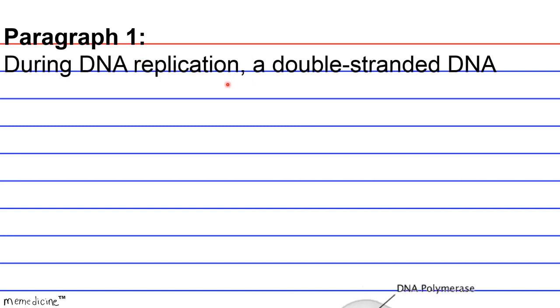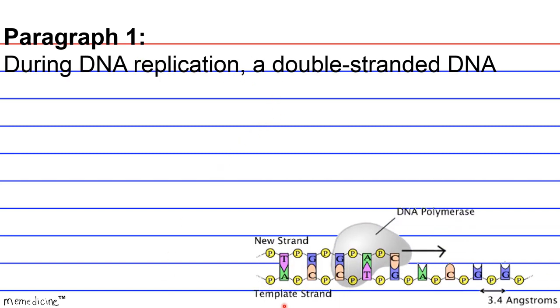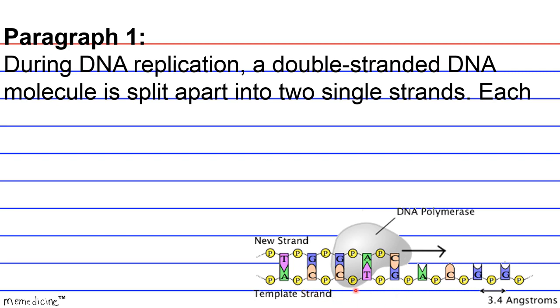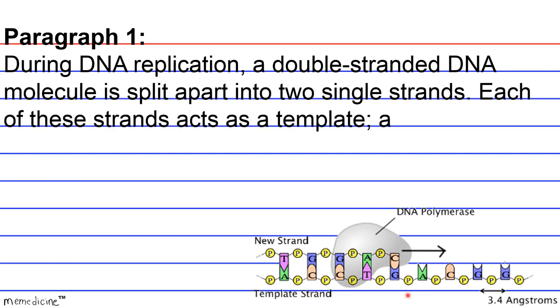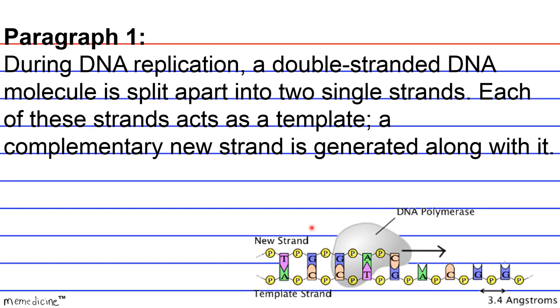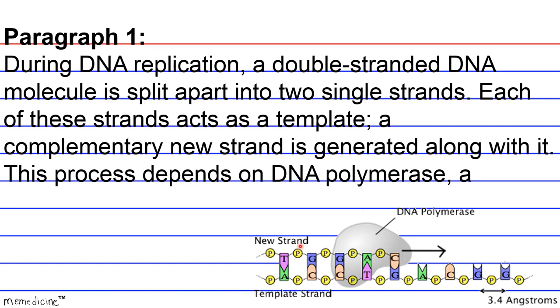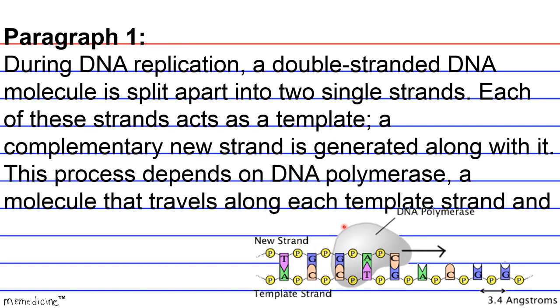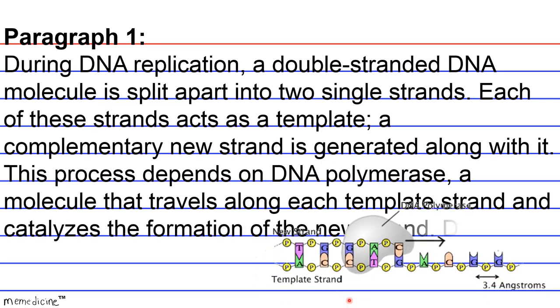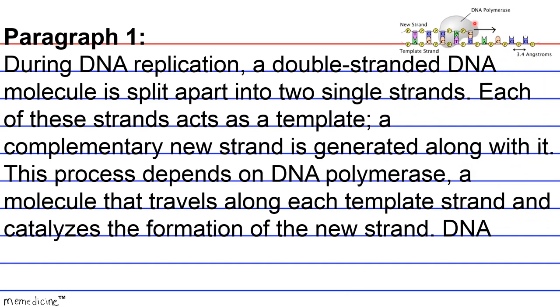Paragraph 1. During DNA replication, a double-stranded DNA molecule is split apart into two single strands. Each of these strands acts as a template. So here goes one of the original template strands. A new complementary strand is generated along with it. This process depends on DNA polymerase, an enzyme that travels along each template strand and catalyzes the formation of a new strand.